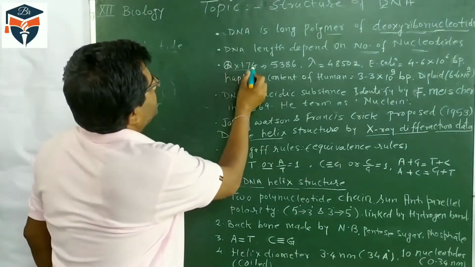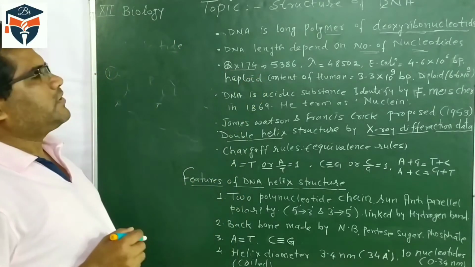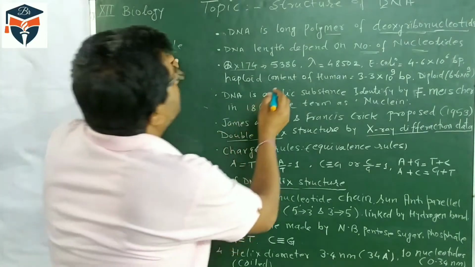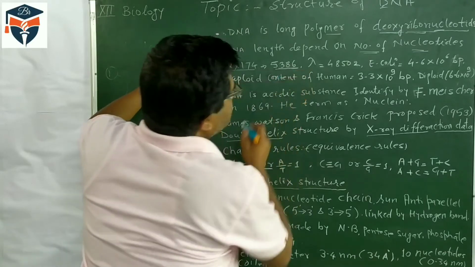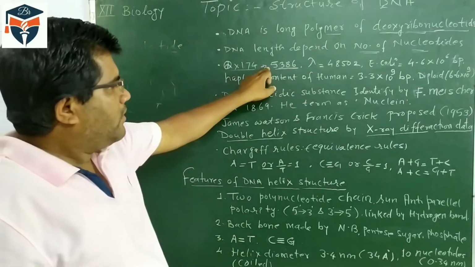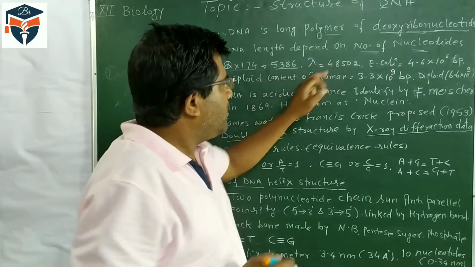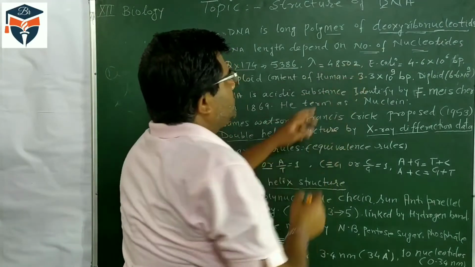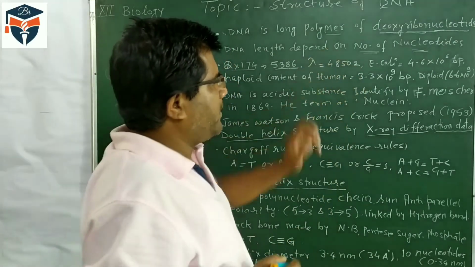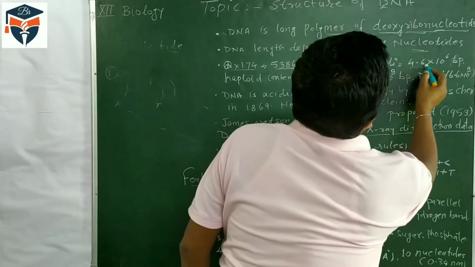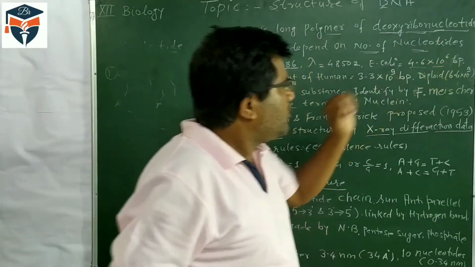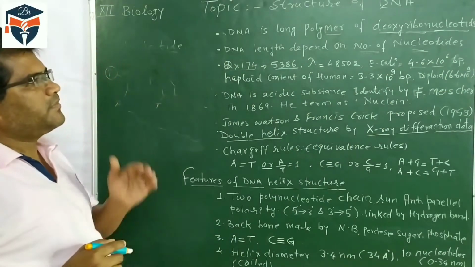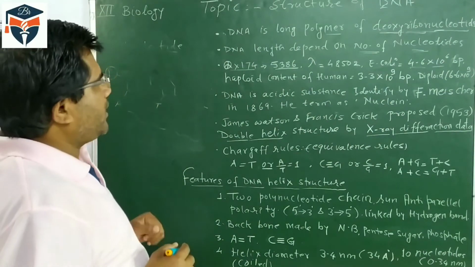Bacteriophage phi X 174 has 5,386 nucleotides. Bacteriophage lambda has 48,502 base pairs. E. coli has 4.6 × 10^6 base pairs, which means nucleotides. BP stands for base pair, or we use the word nucleotide.